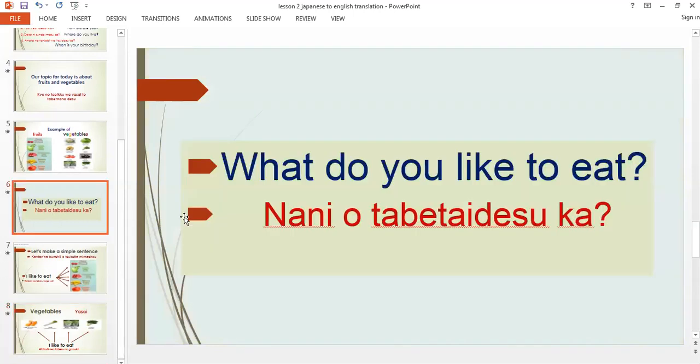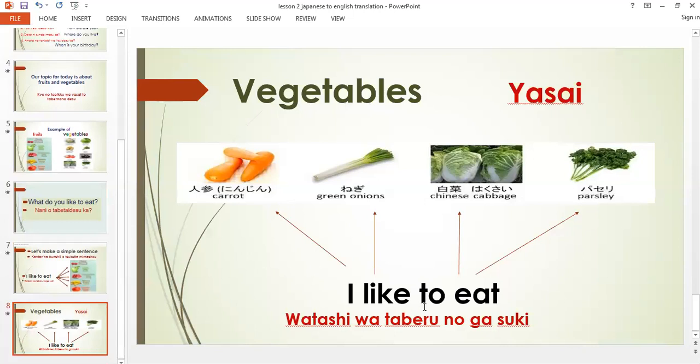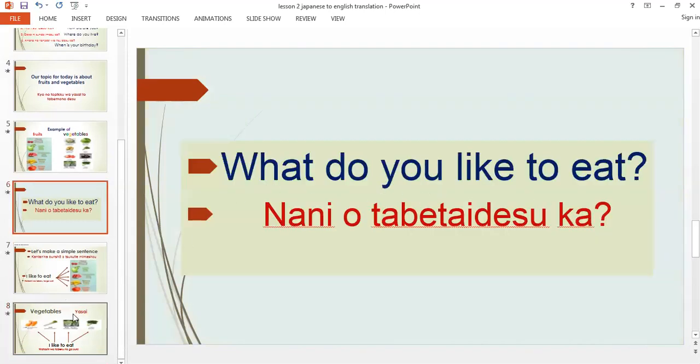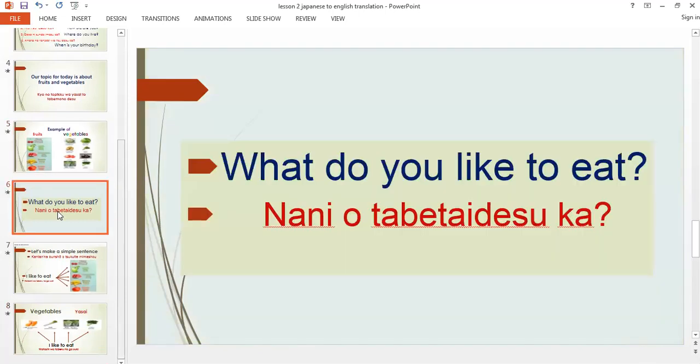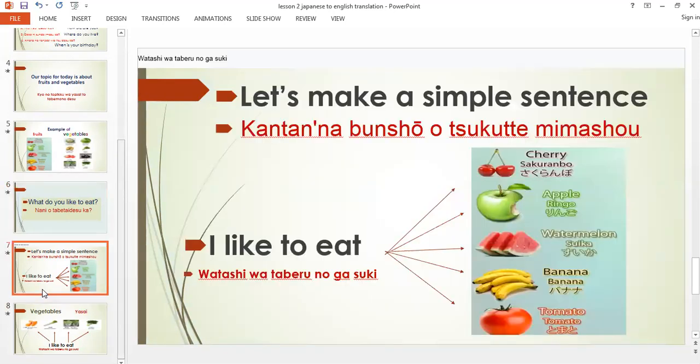Okay. What do you like to eat? Answer. Yes, Chinese cabbage. Again. Okay, answer. What do you like to eat? Very good. And lastly, what do you like to eat? Very good. That is parsley. So, again, these are just our examples of fruits and vegetables and examples of the question, what do you like to eat? And the answer should be, I like to eat, and then what kind of fruit or vegetable.